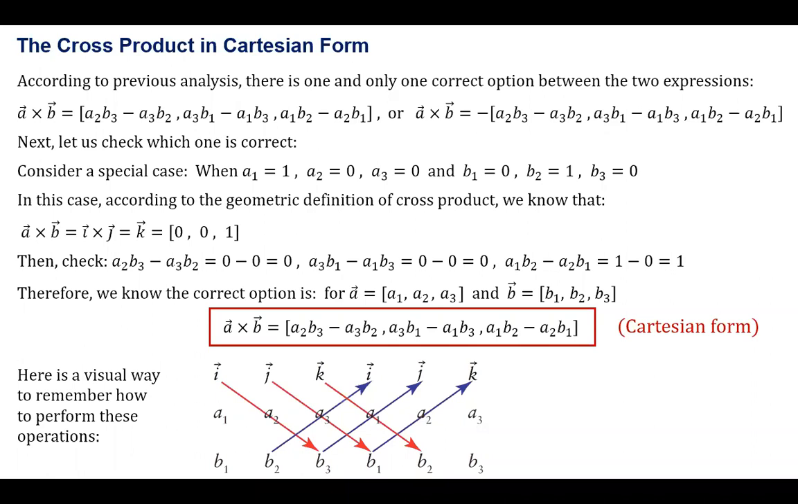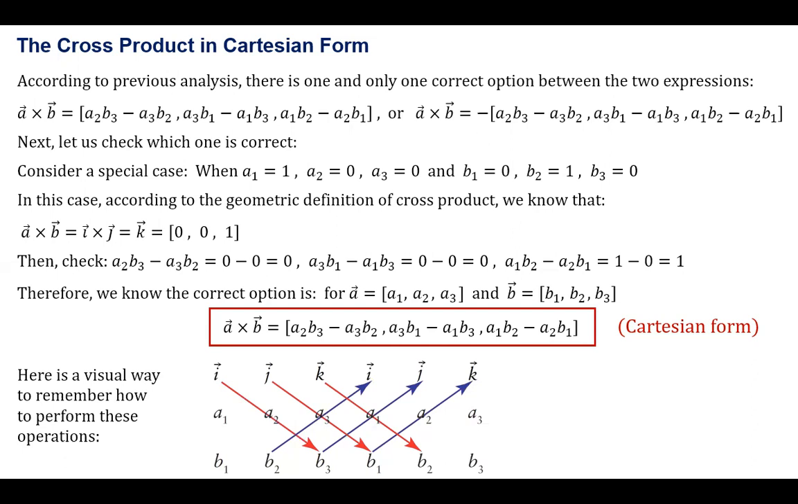When A1 is 1, A2 is 0, and A3 is 0, and B1 is 0, B2 is 1, B3 is 0. That means we consider two unit vectors along the x and y direction, right? In this case, according to the geometric definition of cross product, we know that A cross B must equal i cross j, which gives us k, right? In the special case, which is (0, 0, 1).